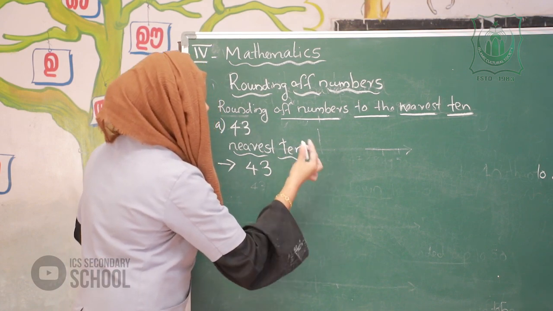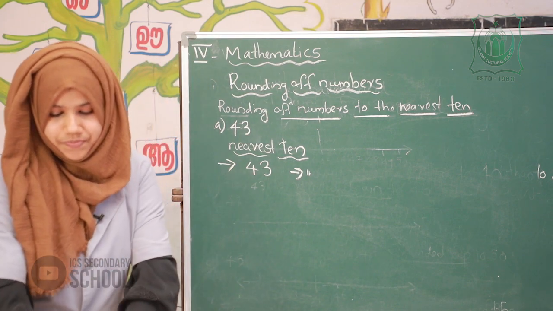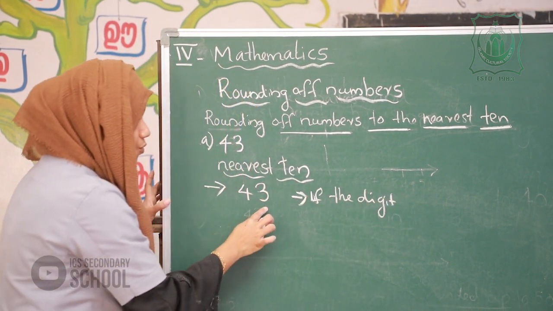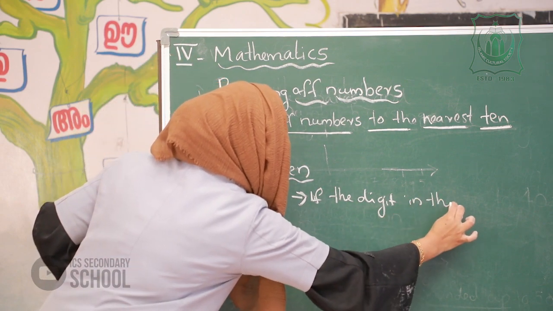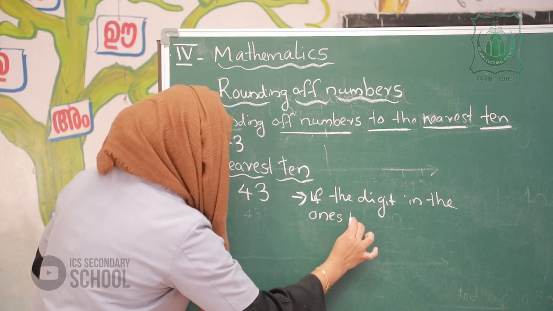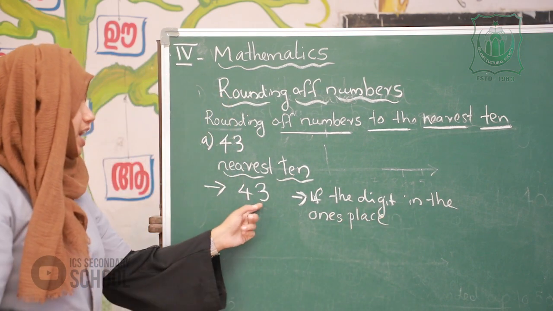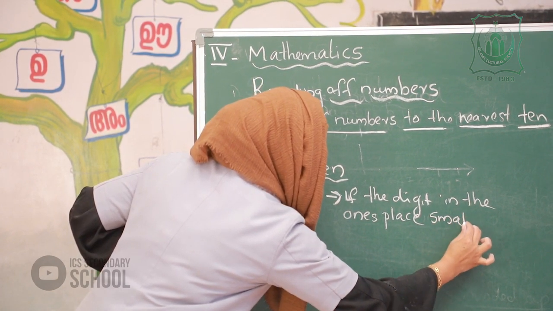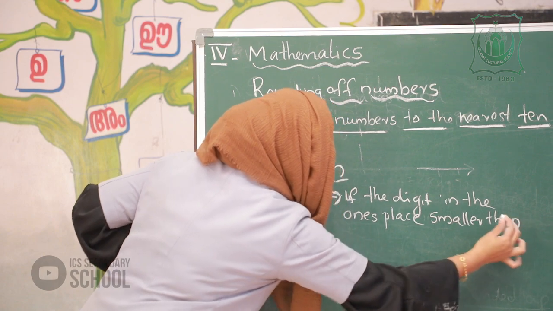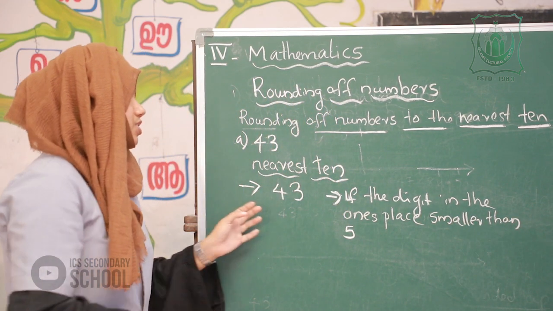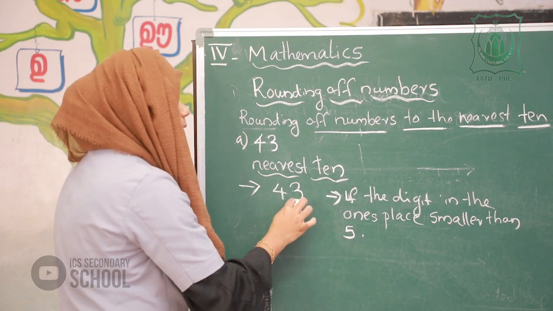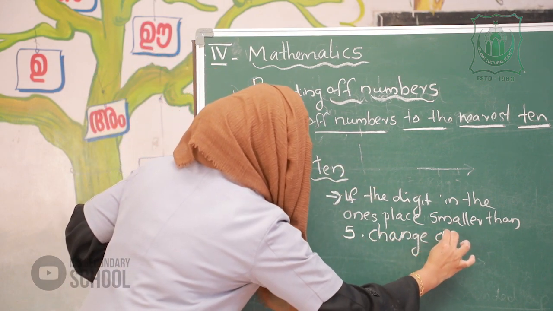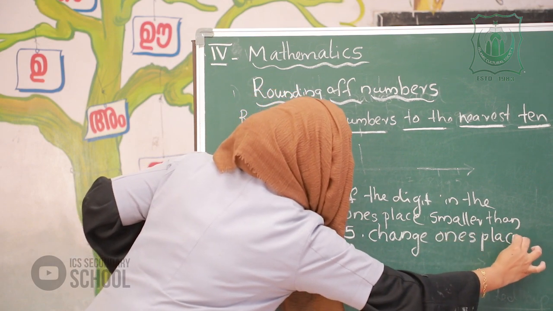Ones in a number. I will tell you, if the digit in the ones place is smaller than 5, there is no change in the tens number. Change the ones place to 0.